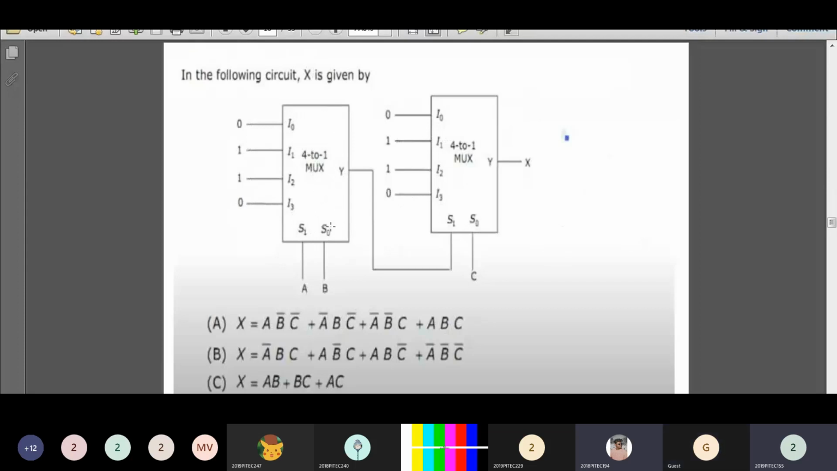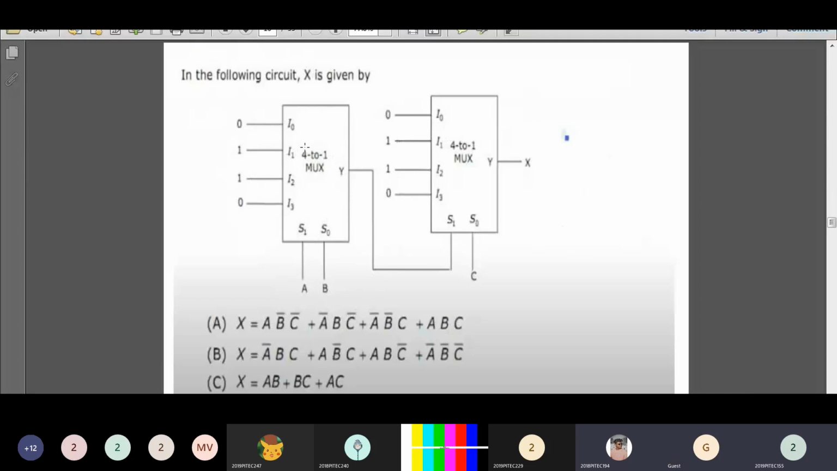The selection lines are named A and B, and your I naught value is 0, I1 value is 1, I2 value is 1, and I3 value is 0. So no need to consider I naught and I3. You have to consider I1 and I2 values only. So you have to write the minterms for when I1 is selected at the output of the mux. When your selection input is 0, 1, I1 is selected to the output. When your selection input is 1, 0, I2 is selected to the output.